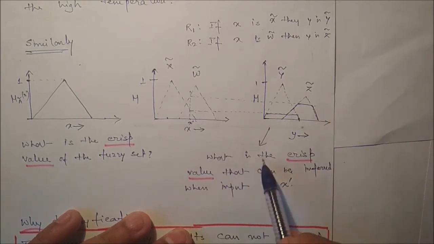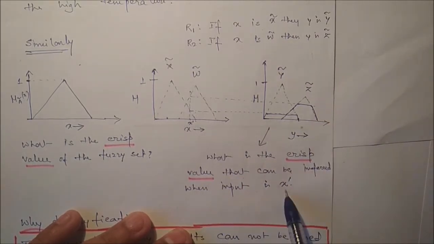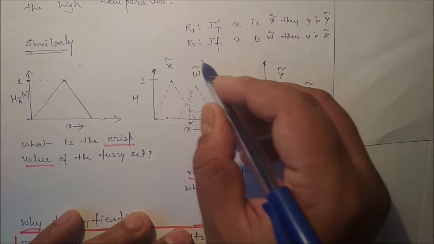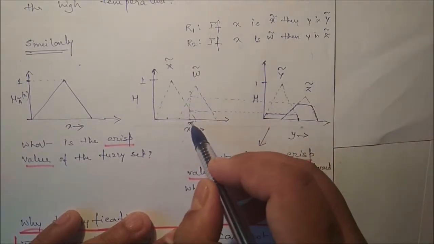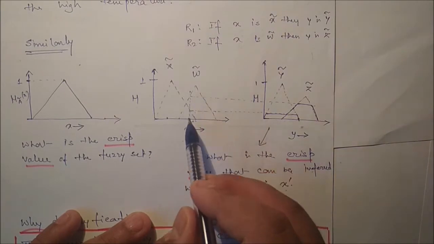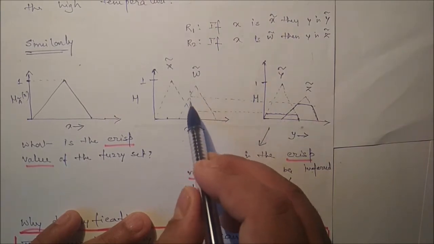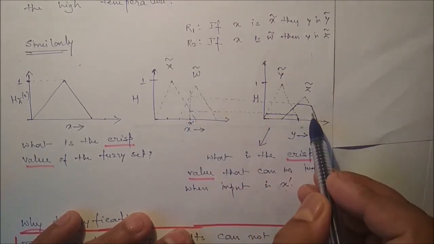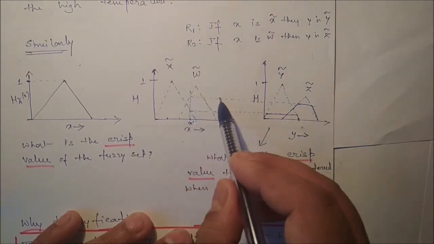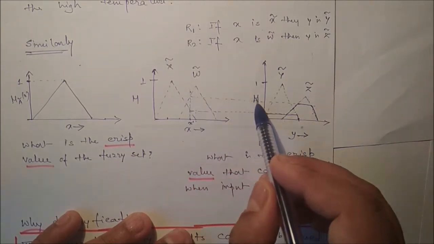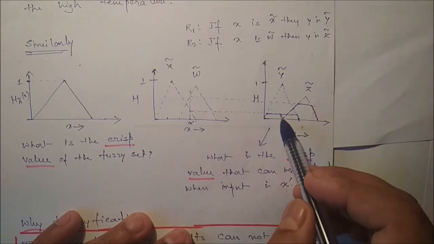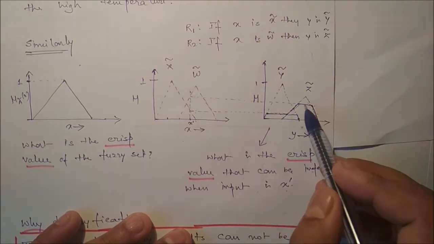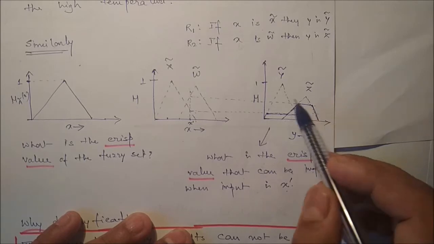So what is the crisp value that can be inferred when the input is x dash? If the input is x dash, this is our input part, the antecedent part, and this is the consequent part. So how can we get this? We can see there are two cuts here, and the associated membership values are this one for capital X and this one for capital W, and the associated cuts are capital Y and capital Z respectively. From this particular part we can identify some crisp value. How we can get the crisp value, that we will discuss.